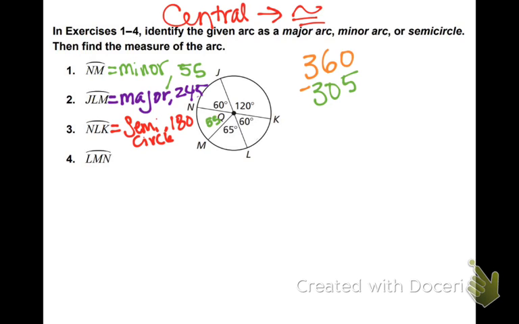All right, and then last, LMN. This is definitely minor. And then 55 and 65, which make 120.